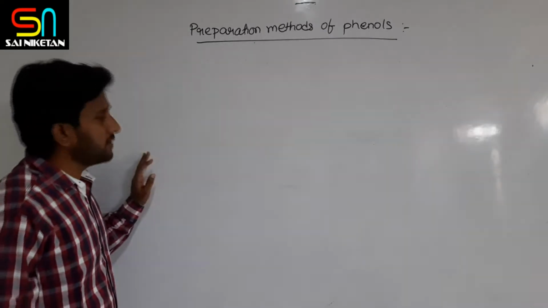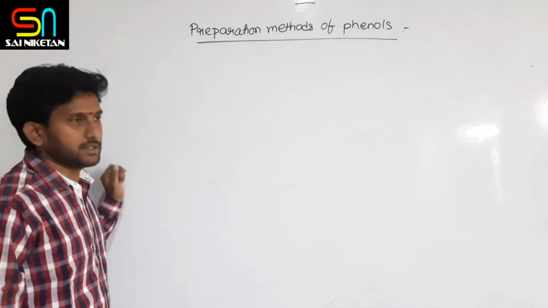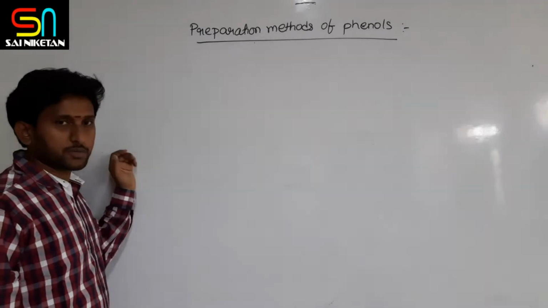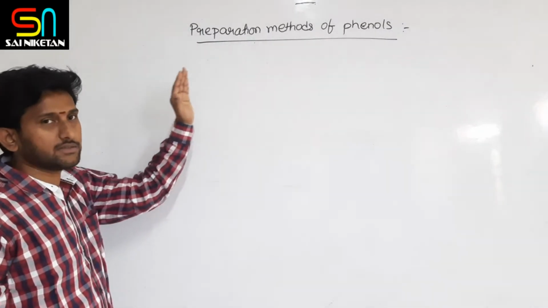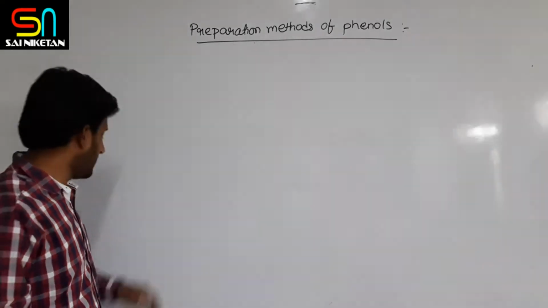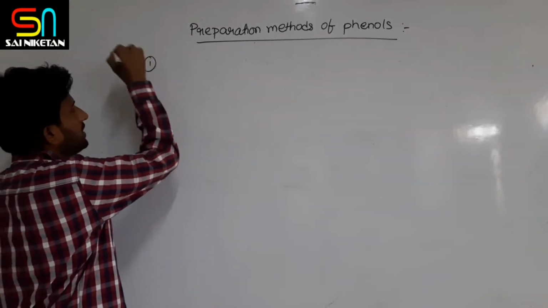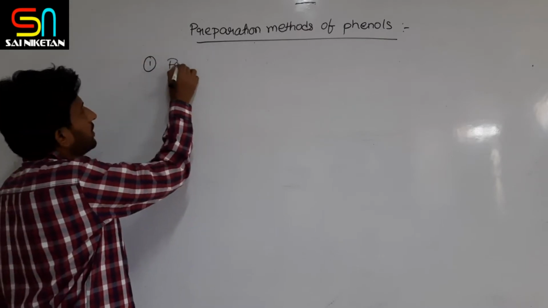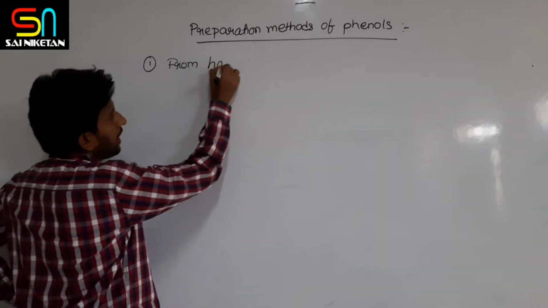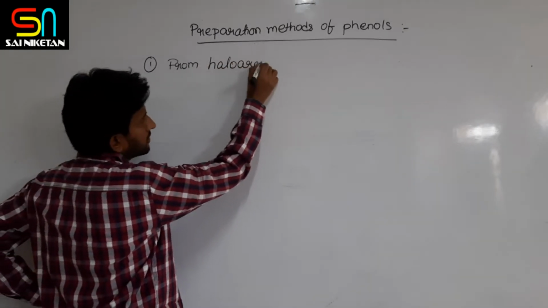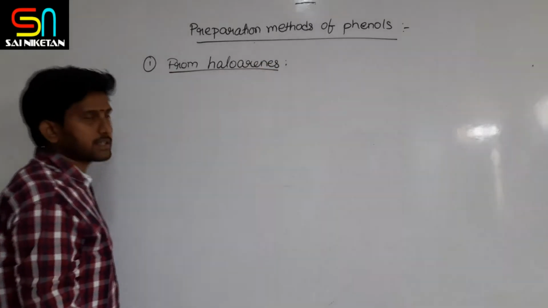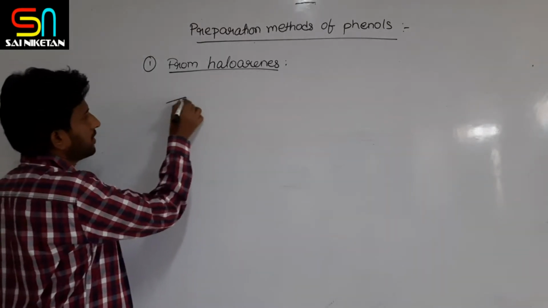Now one method we already know from haloalkanes and haloarenes. I also said that it is called Dow's process. Chlorobenzene reacts with NaOH at 623 kelvins and 300 atmosphere pressure, right? So the same reaction I am writing first here: preparation of phenol from haloarenes. Let us take a haloarene, for example chlorobenzene.